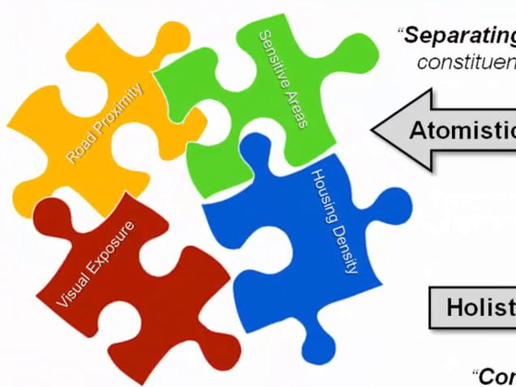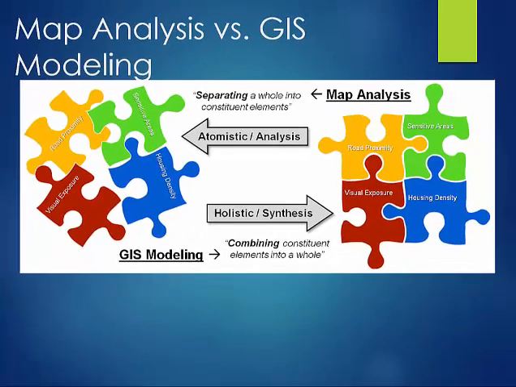In this example, we're looking at road proximity, geographically sensitive areas, visual exposure, and housing density. This kind of information would be very helpful in making a plan for future development. I don't know about you, but I would prefer it if my city planner looked at all of this data and didn't just use housing density to make development decisions.